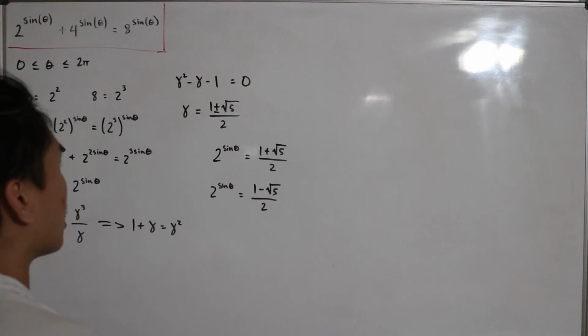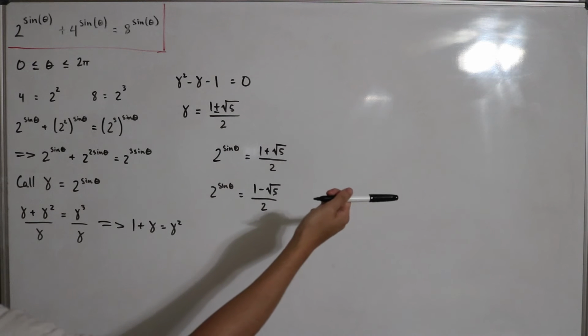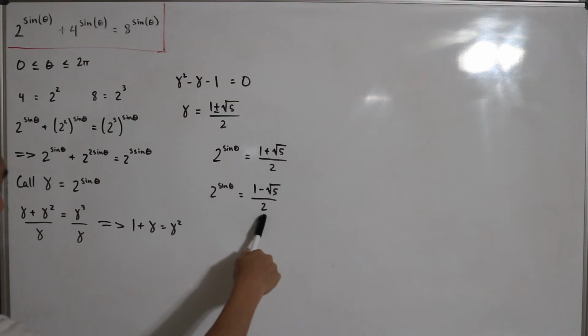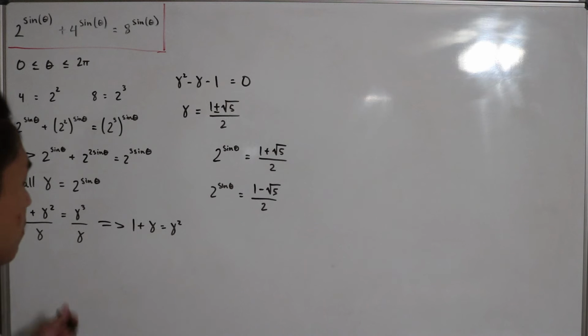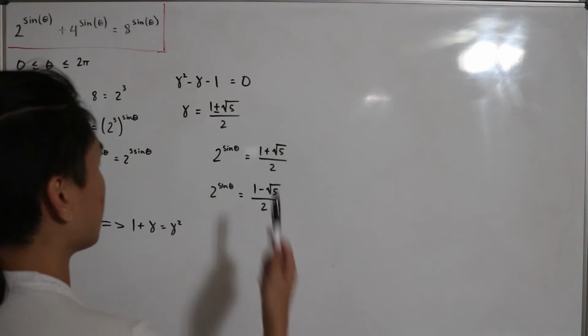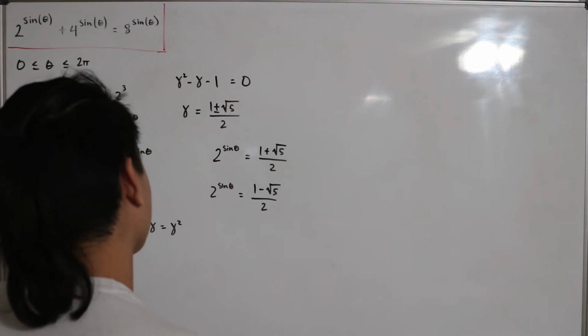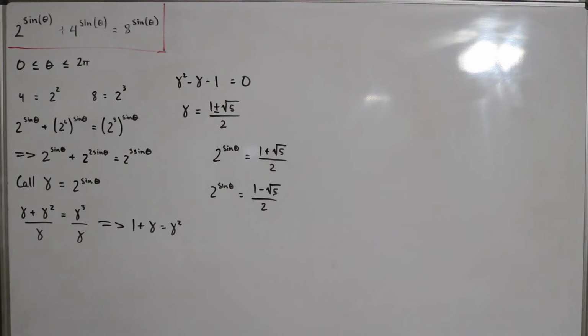Now, to solve this, we can take the natural log of both sides, but we're going to exclude the 1 minus square root of 5 divided by 2, simply because this is going to be a negative number, and you can't take the natural log of a negative number, as those things are not defined or non-existent.